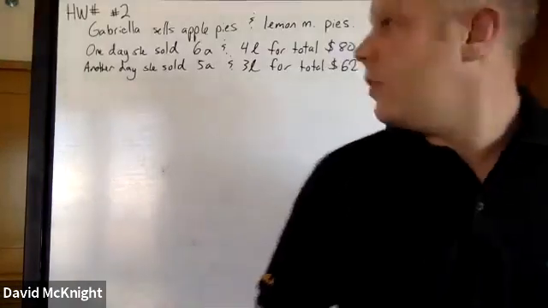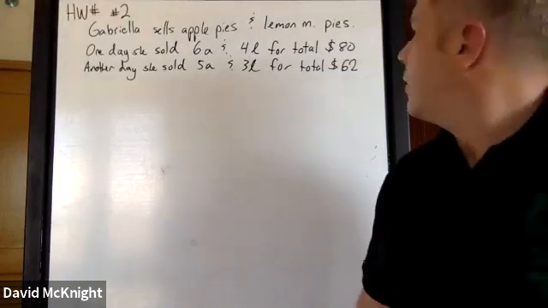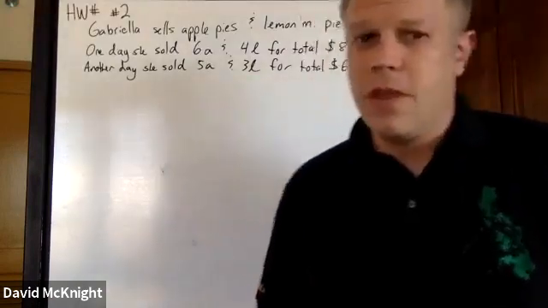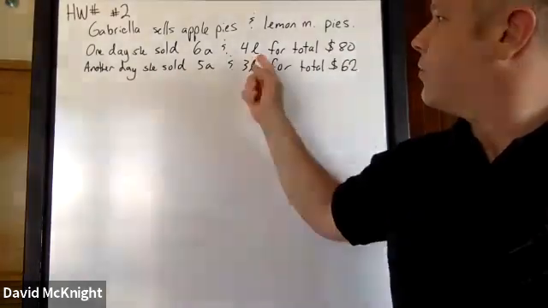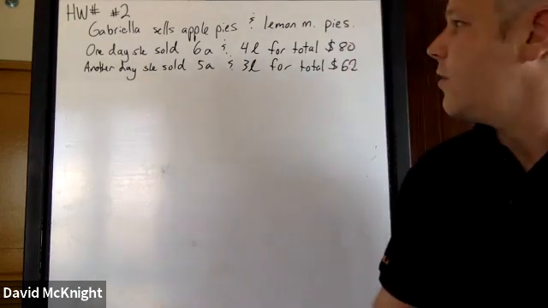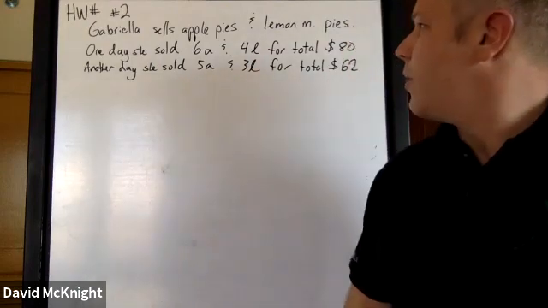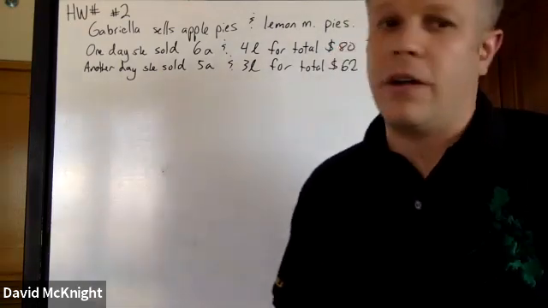All right, we've got a question here. Gabrielle is selling apple pies and lemon meringue pies. On one day, she sells 6 apple pies and 4 lemon meringue pies for a total of $80. And on another day, she sells 5 apple pies and 3 lemon meringue pies for a total of $62.